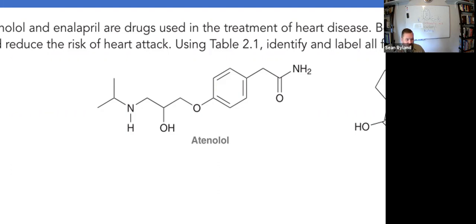We wouldn't label a section that has nothing attached to it as being an alkane. Alkane is sort of like the lowest common denominator. If it's nothing else, it's an alkane. If there's anything else attached to it, we would classify it by what else is attached to it.